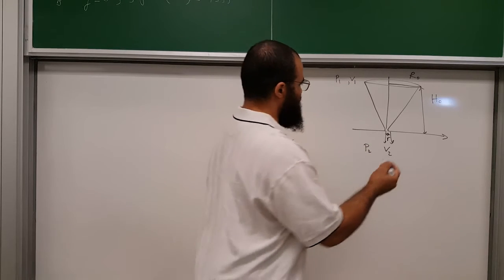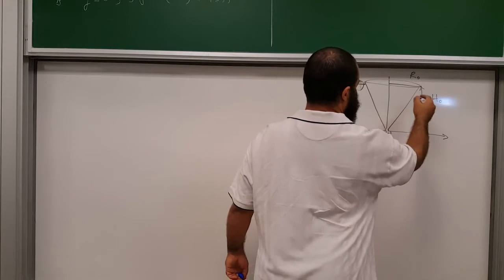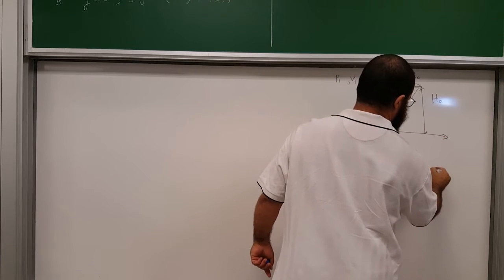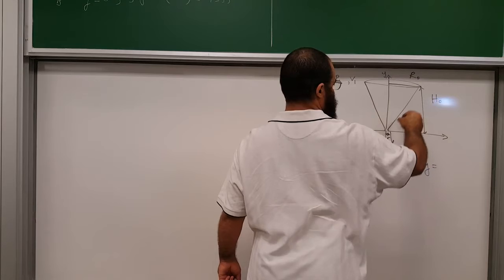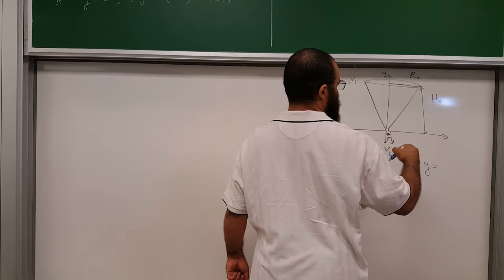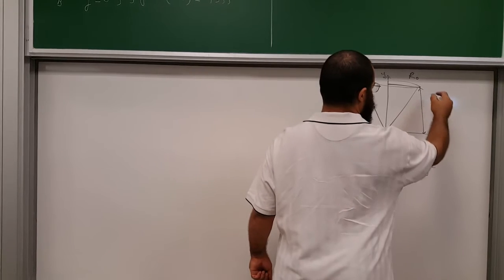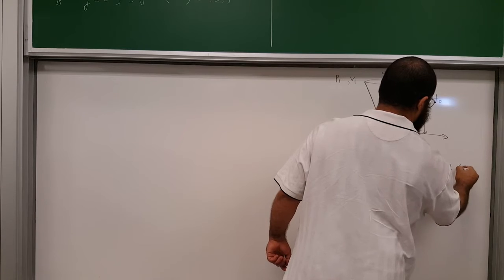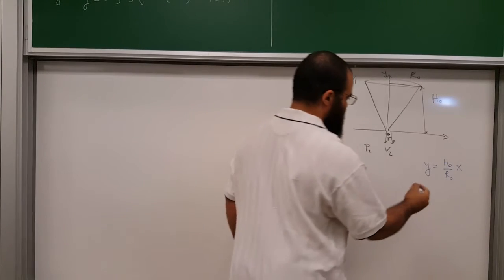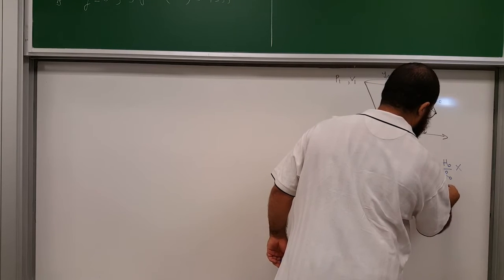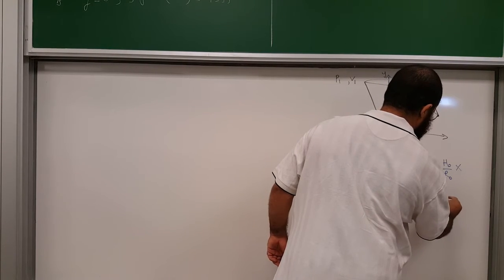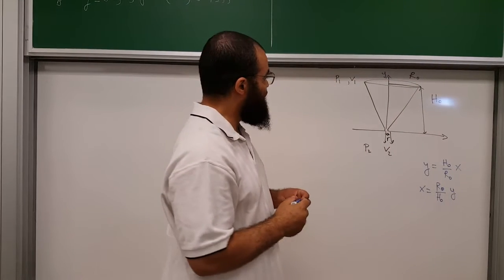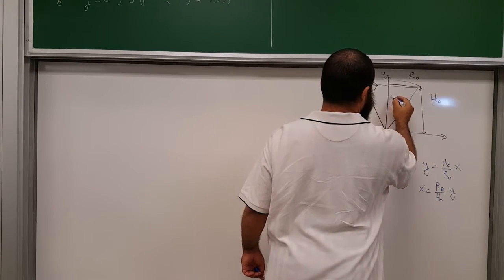Let me show you how to work with that. First, this is the y-axis, and this is the x-axis. So we conclude that y will be what? What's the equation for this line? y will be the slope times x. The slope is h0 over r0, so y is h0 over r0 times x. Another way to say it is x will be r0 over h0 times y. Okay? Now, as the water drains, at some point it will be here.